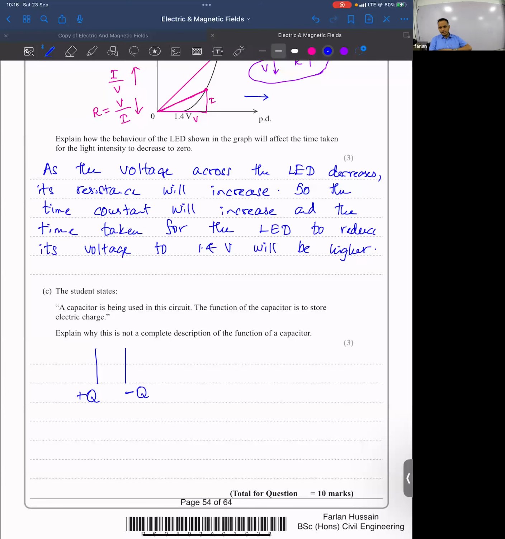Write the answer on the back. The key point is you have to mention that overall charge is 0 and it stores electrical energy, right?